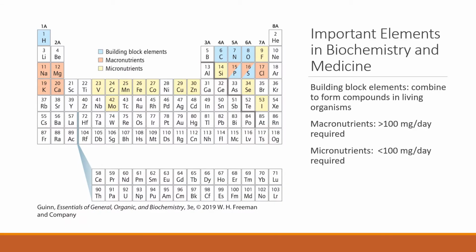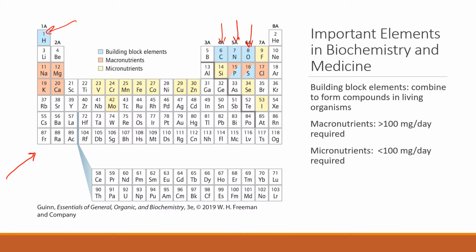Elements with an important role in biochemistry and medicine are highlighted in this periodic table. The 6 building block elements represent the atoms that combine to form compounds found in living organisms. These elements are carbon, nitrogen, oxygen, and hydrogen, up to some level phosphorus and sulfur.